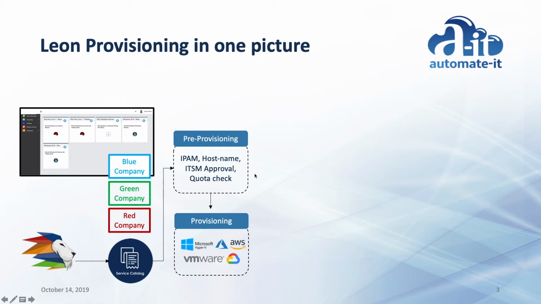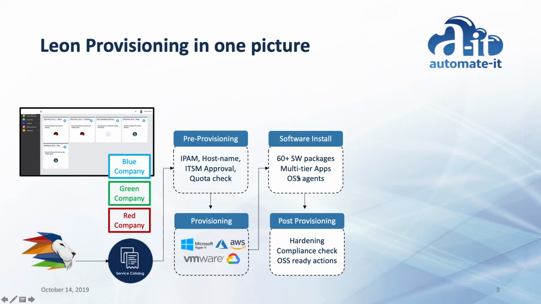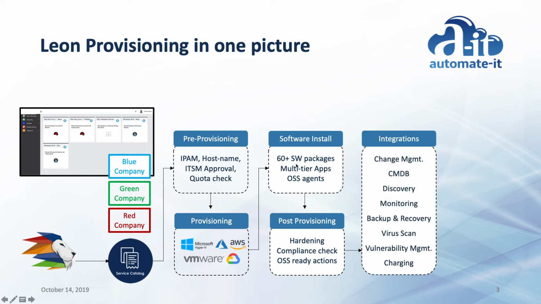In the next step, the requested service or server will be provisioned in the public cloud, and if selected in the service request, additional software packages will be automatically installed. Leon will run configurable post-provisioning actions to ensure every new server meets the defined compliance standards. Leon also automates all integrations into existing operations support systems like discovery, monitoring, and backup.